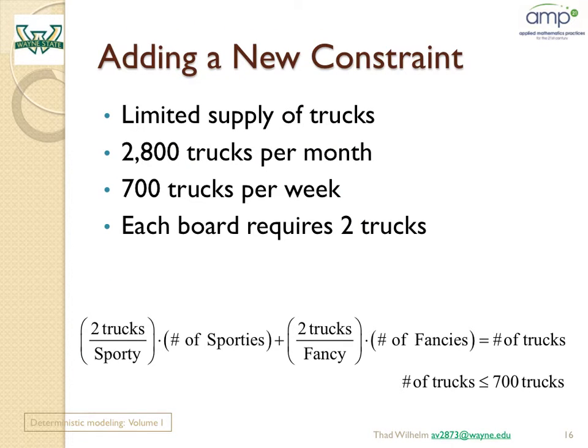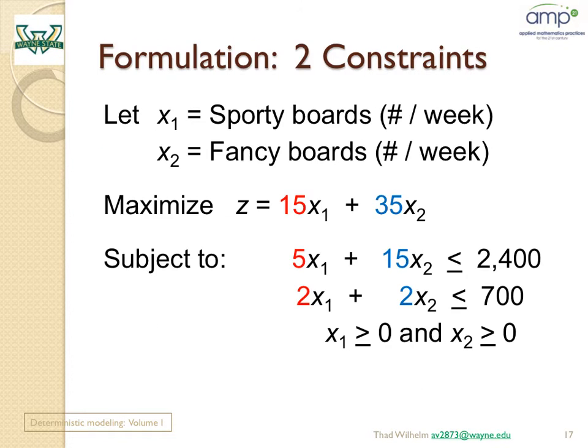The new constraint we have is a limited supply of trucks. We're only allowed to get 2,800 trucks per month, which means 700 trucks every week. And each board requires 2 trucks. So we take a look at our inequality here. We see that it takes 2 trucks for a sporty times the number of sporties, plus 2 trucks for a fancy times the number of fancies. And that has to be less than 700 trucks. This makes it way more complicated. Okay, now you have another inequality, a completely different inequality or another constraint.